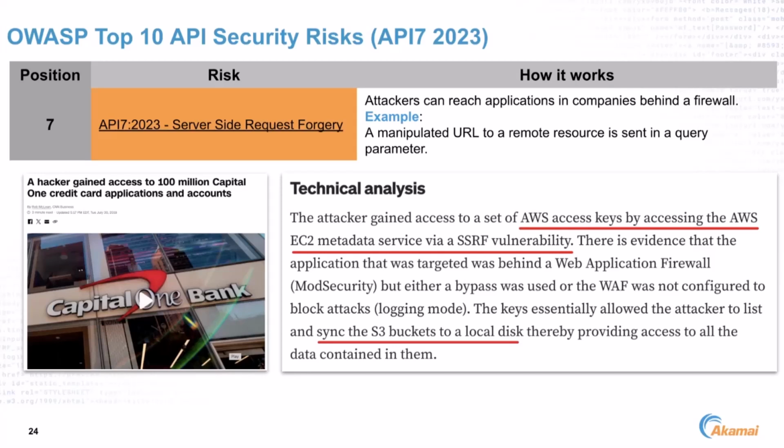The attacker gained access to a set of AWS access keys by leveraging SSRF to the AWS EC2 metadata service. These keys essentially allow the attacker to list and sync the S3 bucket to a local disk, providing access to all data contained in them.